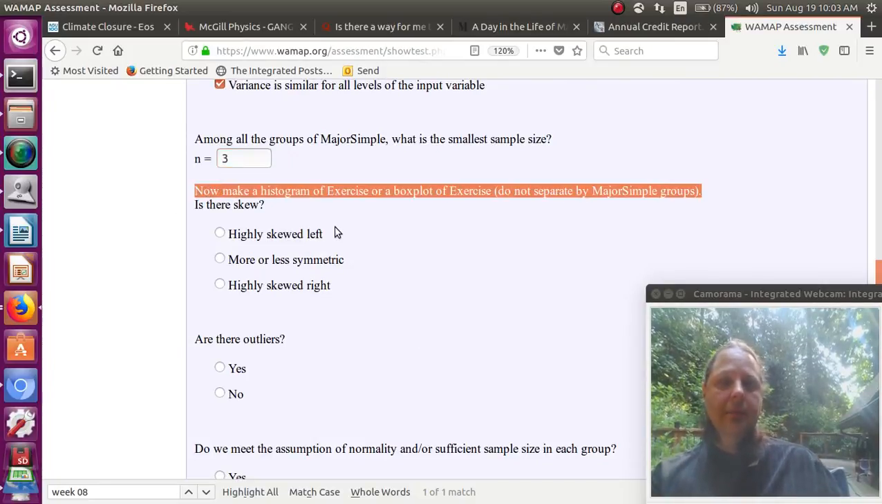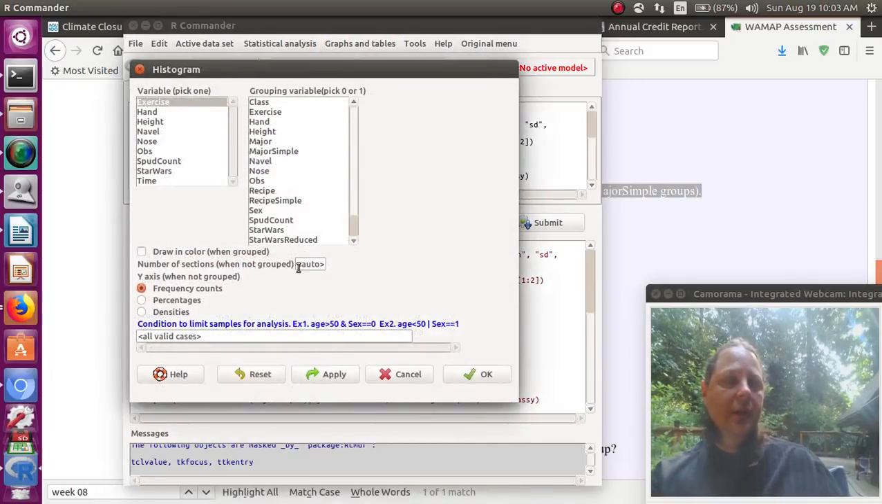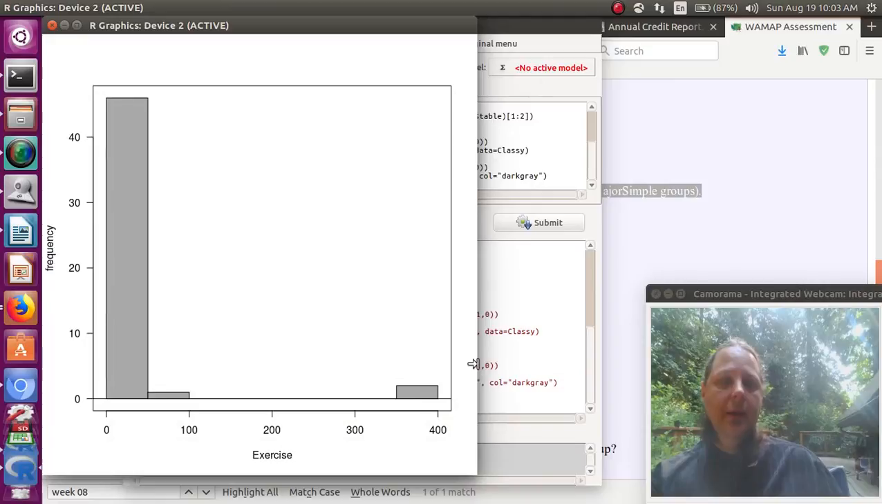Now make a histogram. So I'm going to go make a histogram, ignoring group membership. Or a box plot would be fine. I'm going to make a histogram. Graphs and tables, histogram, exercise, OK. And there it is. That is skewed right. And I would get the same thing if I did a box plot.